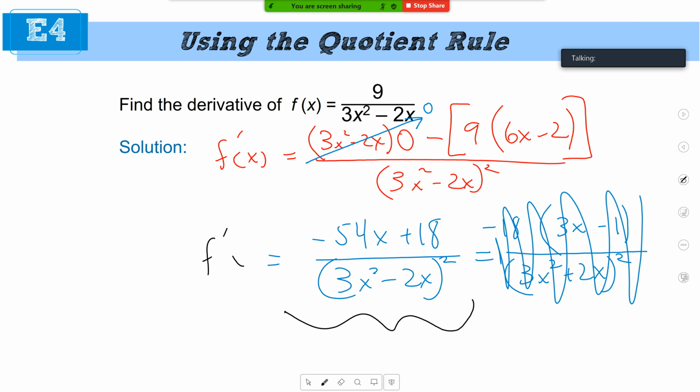Okay, this is f prime of x. It allows us to take the derivative of that function. And then we can do all the things we've done already. We could find the slope of a tangent line. We could use this for velocity, all that other fun stuff.